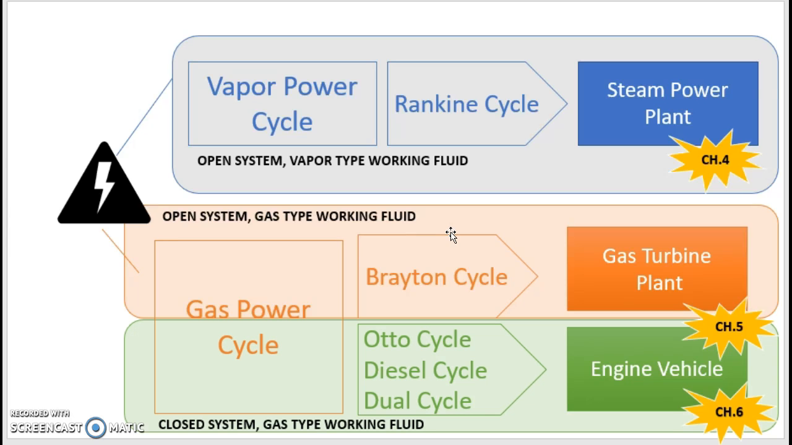And finally, this week, we have the gas power cycle consisting of Otto, diesel, and dual, applied in your engine vehicle. This is actually the theoretical part that we learn, about a closed system, and also a gas type working fluid, which we are going to analyze as an ideal gas, right? A closed system is basically, as we recall back in the first chapter, when we learned about the piston, where you have compression and expansion. So the theoretical part will be applied in this final chapter, which is your engine vehicle, right?